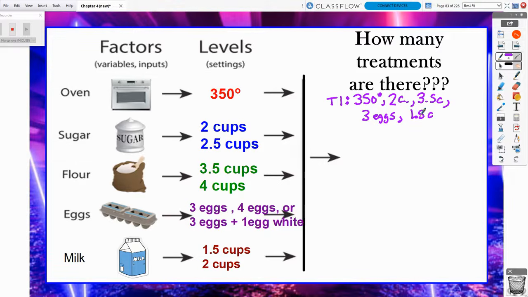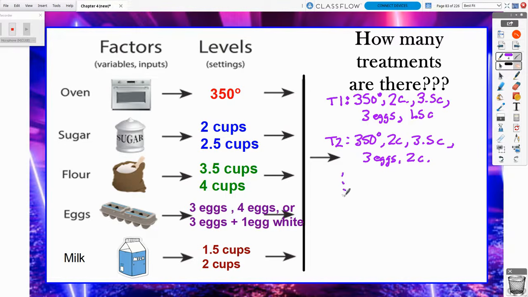Now, treatment 2, we would want to just change one little thing. And so let's say we still do 350, we still do 2 cups of sugar, we still do 3.5 cups of flour, we still do 3 eggs, but instead of 1.5 cups of milk, what if we now do 2 full cups of milk? And then we bake that cake. So there's a second treatment that we could look at.